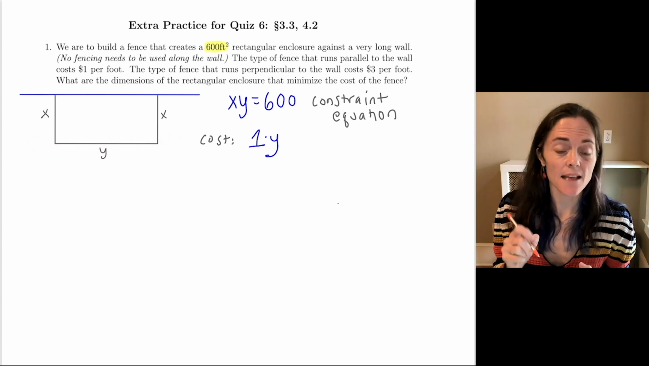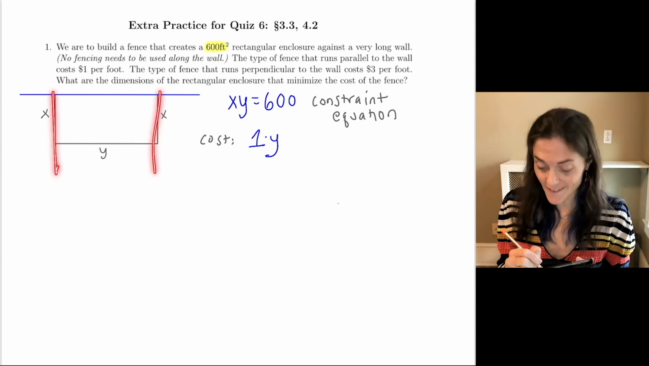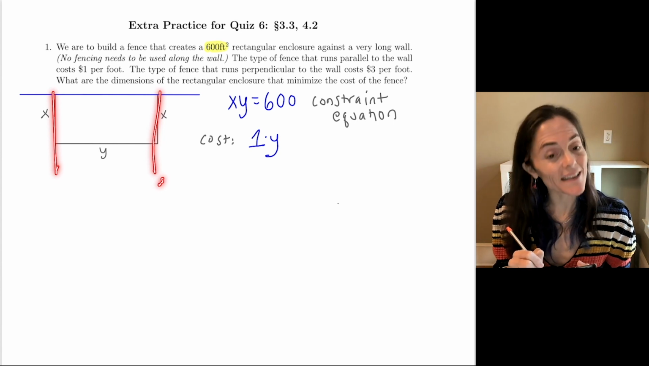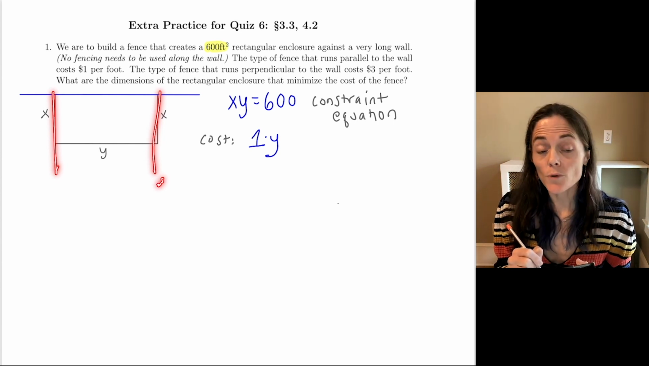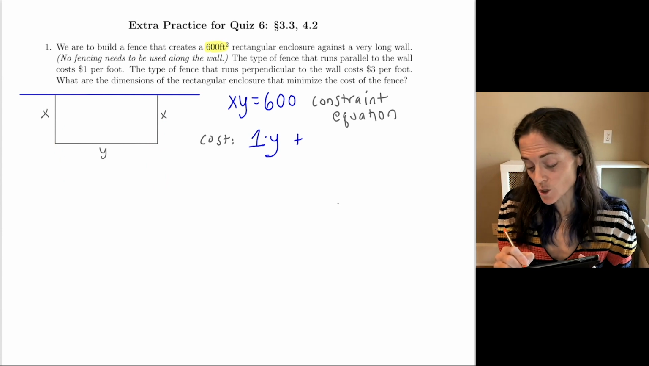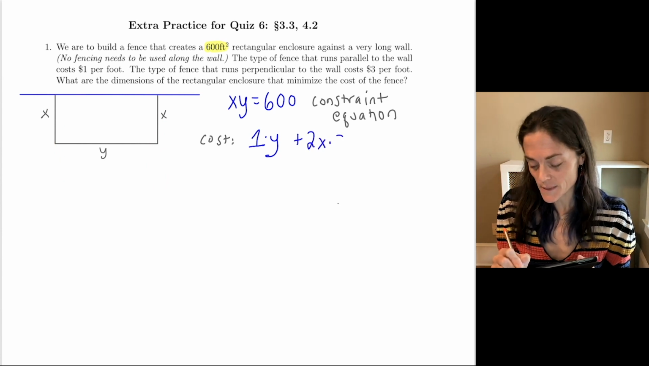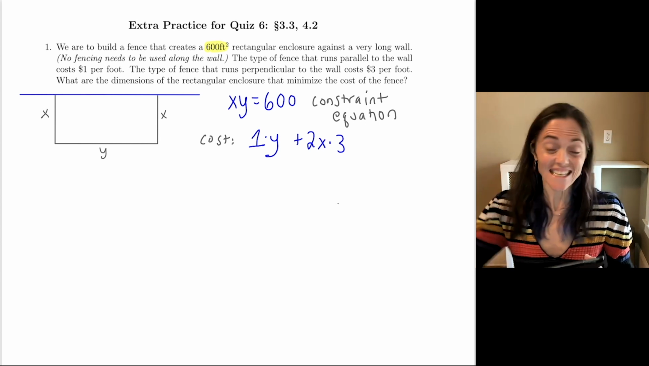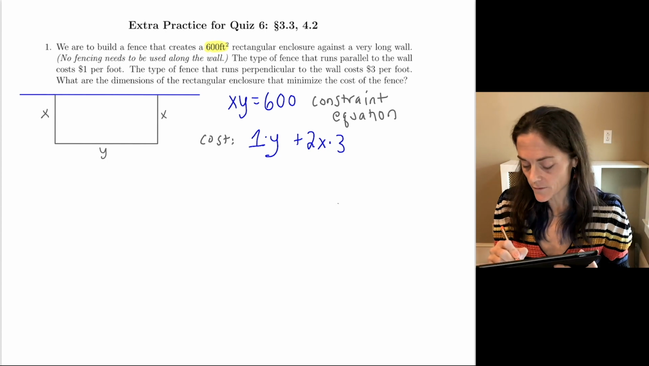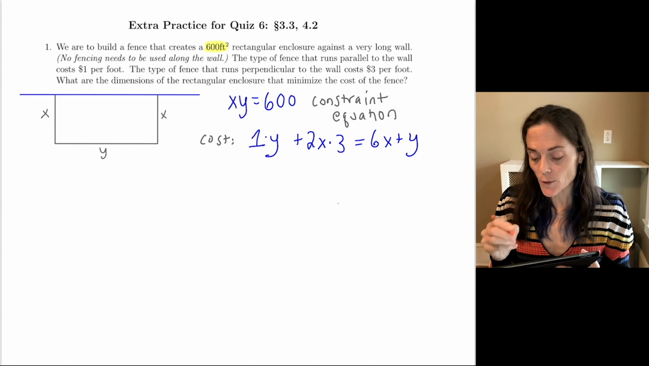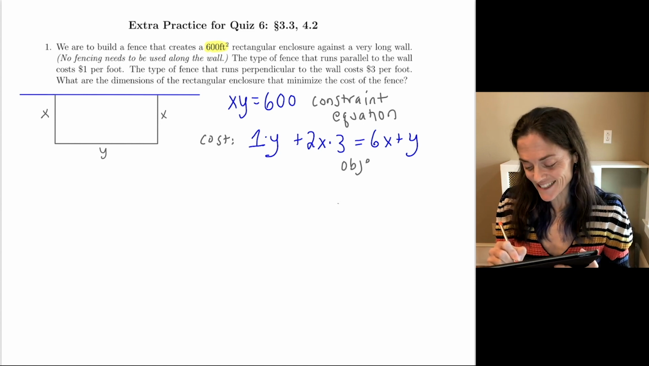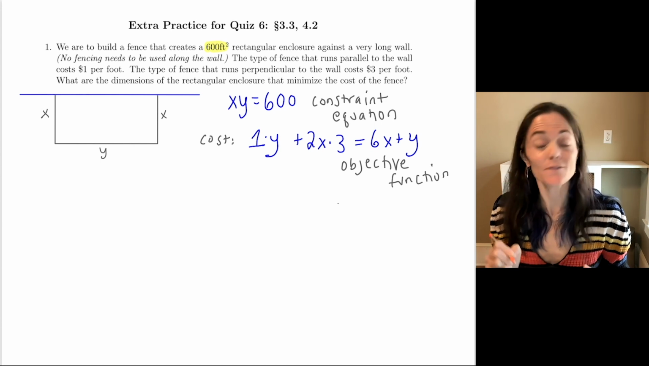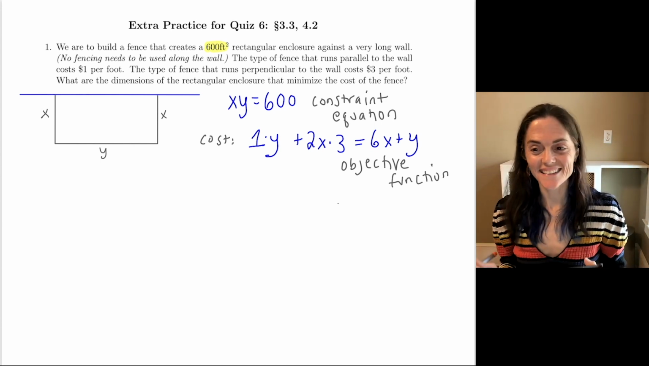Then, next sentence, the type of fence that runs perpendicular to the wall costs $3 per foot. Now here you notice there are two of those sides, so we have 2x feet times $3 per foot. That would be 6x dollars. Let's simplify this. My cost function is 6x plus y. And you notice this is my objective function. Right now it's a function of both x and y.